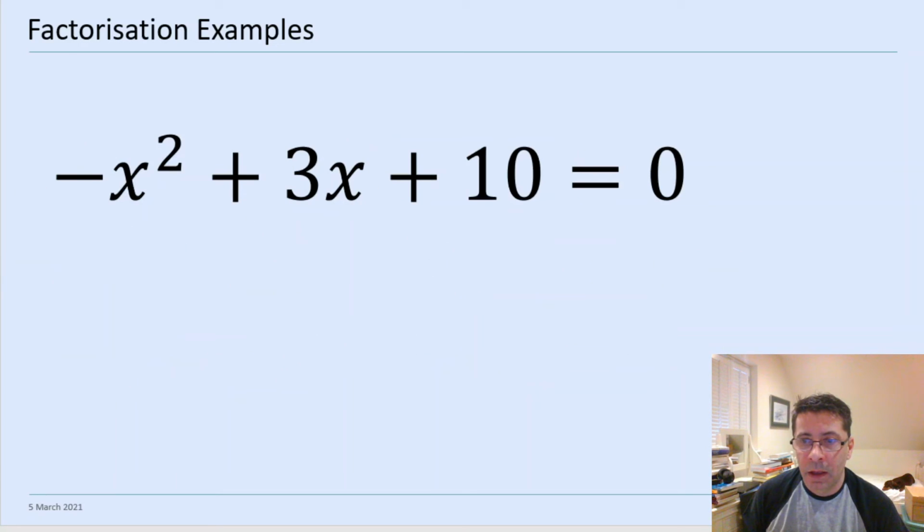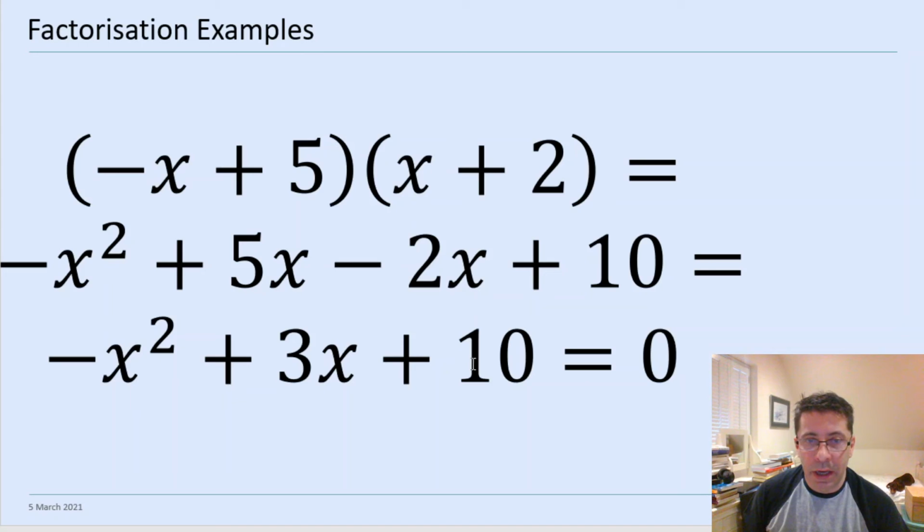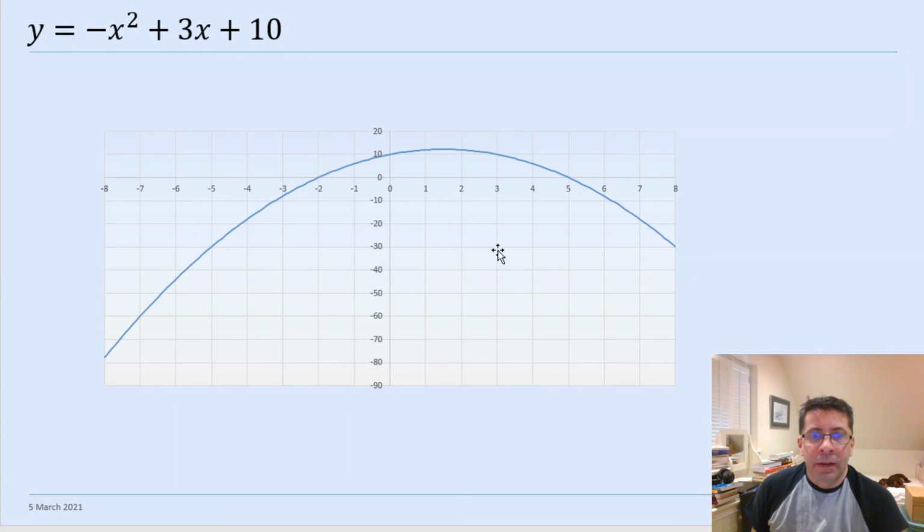And if this lot equals 0, that means either minus x plus 5 is 0 or x plus 2 is 0. In the former case, x is 5. In the latter case, x equals minus 2. Let's look at the picture. x is minus 2 and x is 5. Also, the parabola is upside down because the number of x squareds is negative. And when that happens, it turns the parabola upside down.